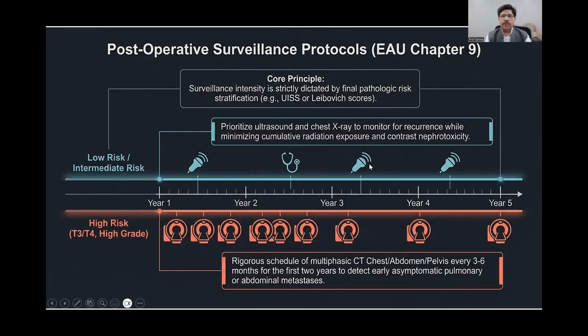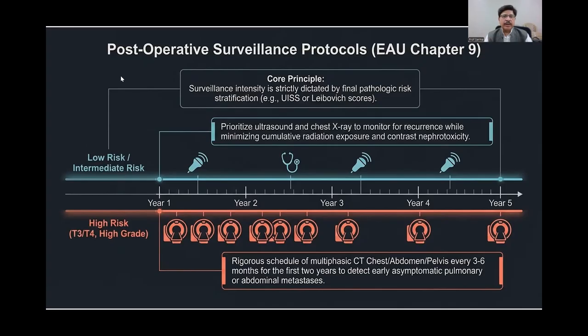So what you have to do is, for the low risk patient, prioritize ultrasound and chest X-ray to monitor recurrence while minimizing cumulative radiation exposure and contrast nephrotoxicity. Don't do too many CTs, don't do contrast studies much, and then do a chest X-ray regularly, as frequently as required, and monitor for the recurrence of disease.